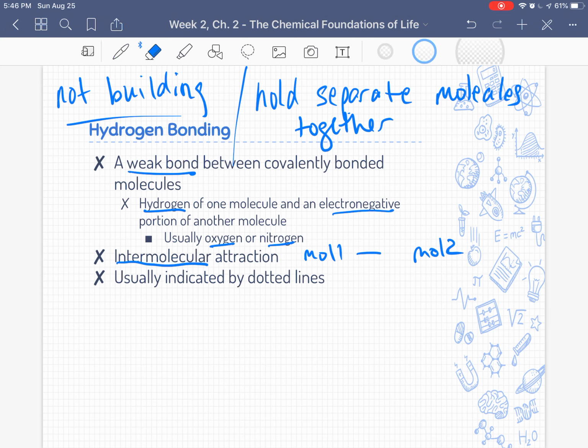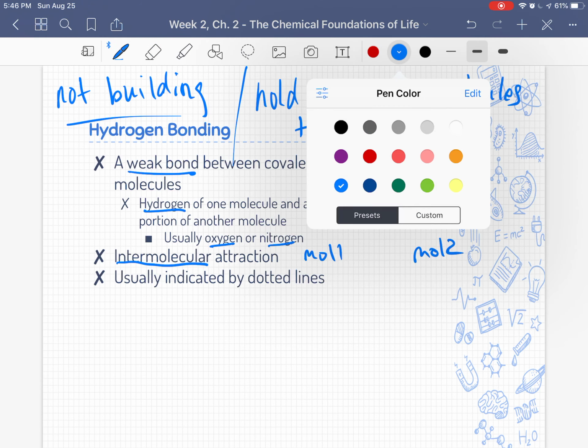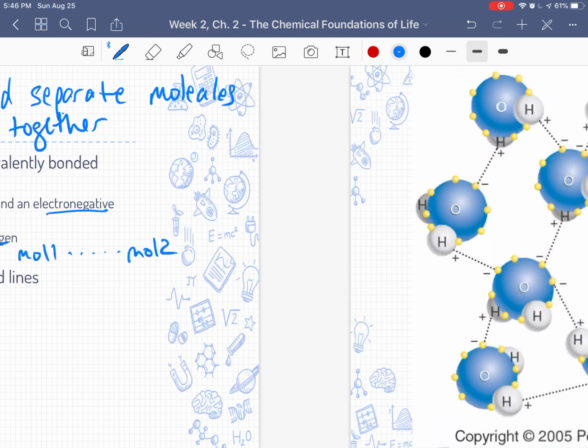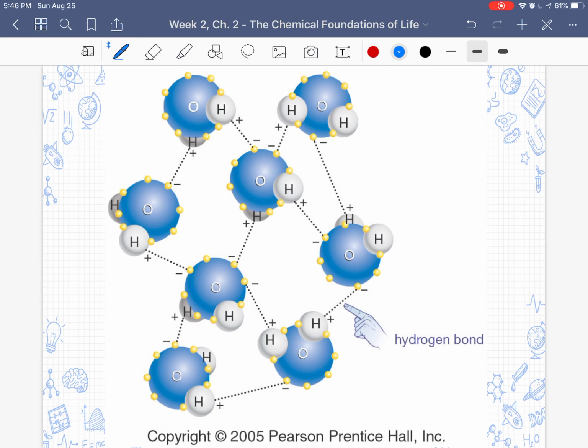Usually you see these attractions indicated by dotted lines. So let's look at an illustration here. We have in this illustration a bunch of water molecules, all right? And if you remember, water molecules are covalently bonded together. So you have oxygens that are covalently bonded to hydrogens. Your oxygens are negative, your hydrogen ends are positive, right? Oxygen end is negative, you have your covalent bonds, hydrogen ends are positive.